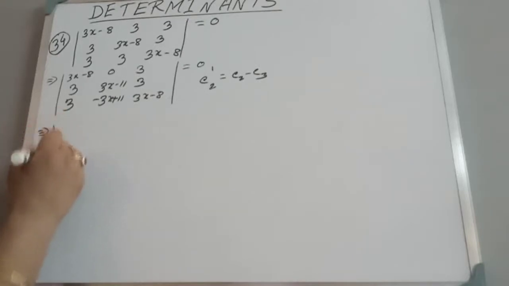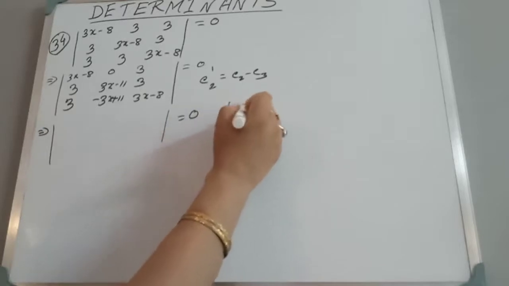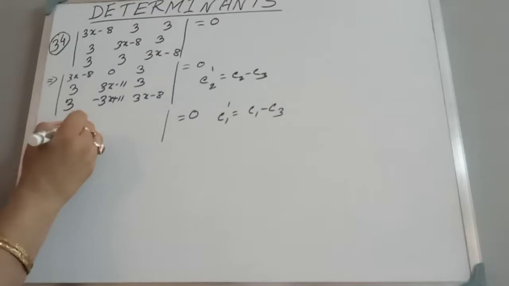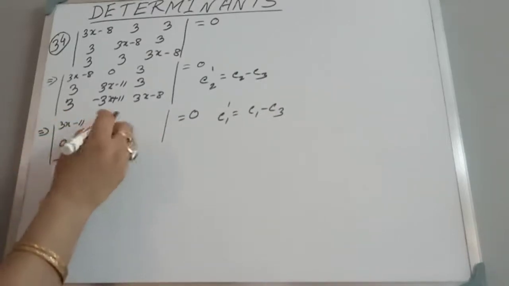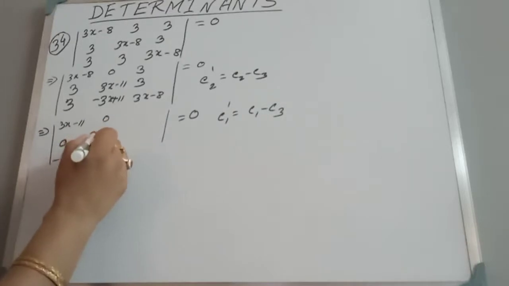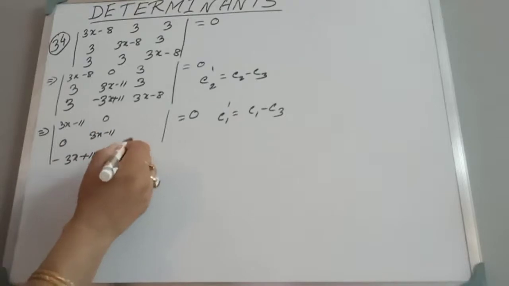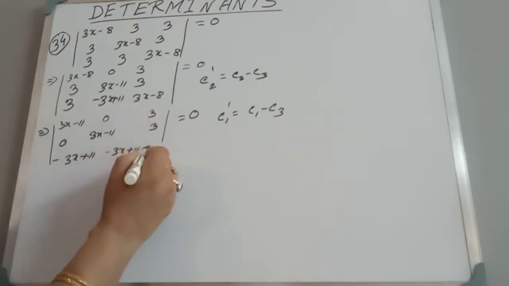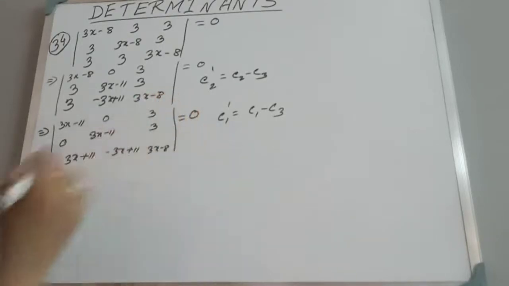Now the next operation will be given on the first column. So C1 dashed equals C1 minus C3. What we will do? 3x minus 11, 0, minus 3x plus 11, then 0, 3x minus 11, minus 3x plus 11, 3x minus 8. Okay.